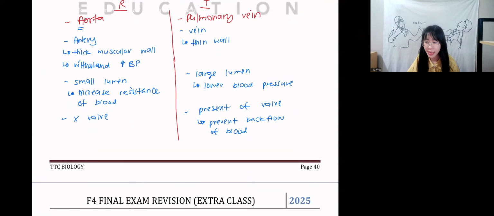Sino-atrial node is SAN. AVN is atrioventricular node. Okay, SAN and AVN, yeah? Okay, now done already. Next one.